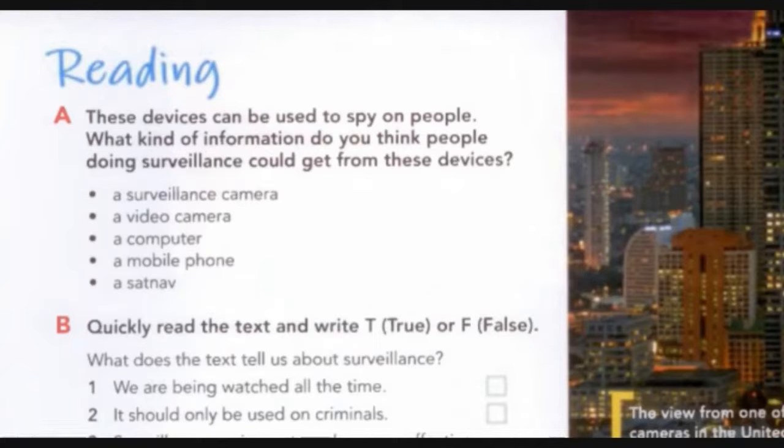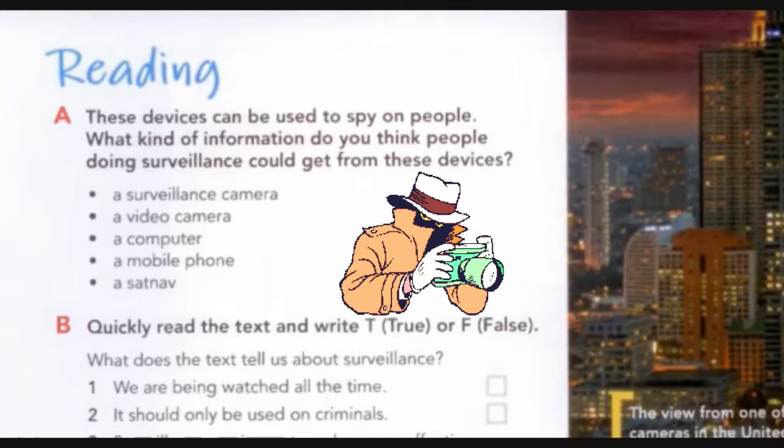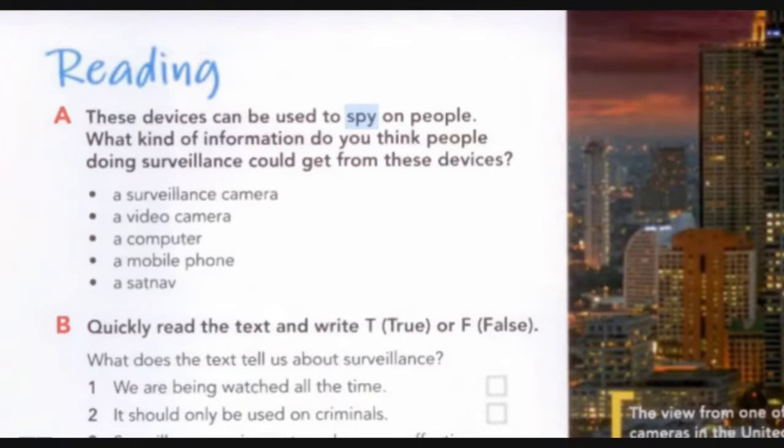These devices can be used to spy on people. You know what is spy, right? That means you can use these devices to observe people in secret. Okay? So, what kind of information do you think people doing surveillance could get from these devices? Okay, maybe some of you don't understand what is surveillance.